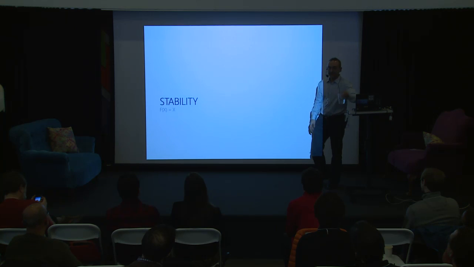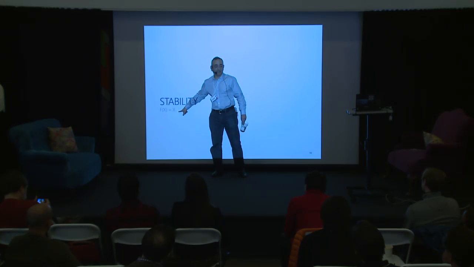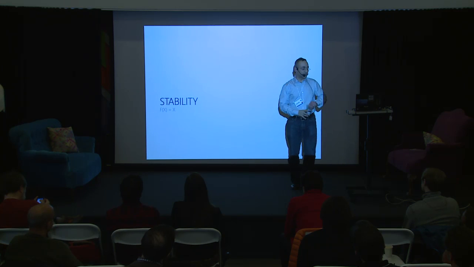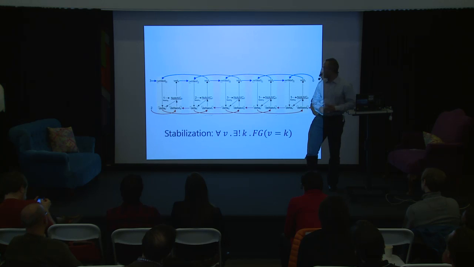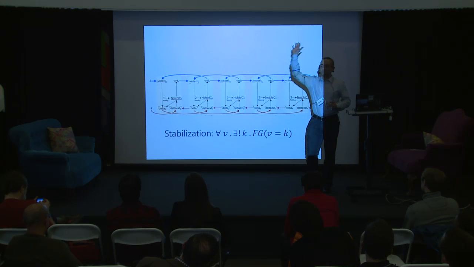Okay, so stability. I said homeostasis. Well, how about proving stability of these things? What does stability mean to us as computer scientists? It means that equation, that single unique fixed point. And here it is, written in LTL. Who knows LTL?